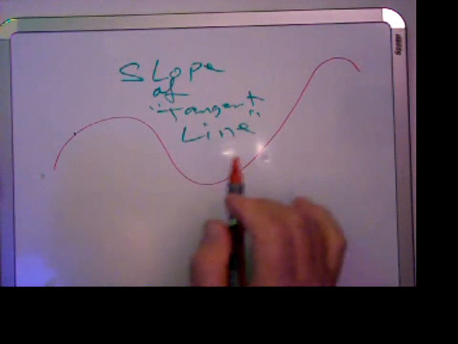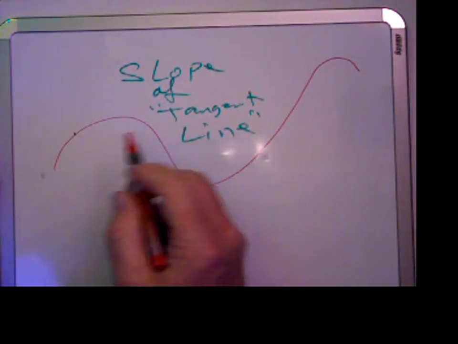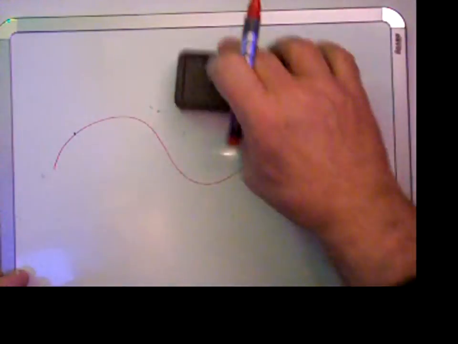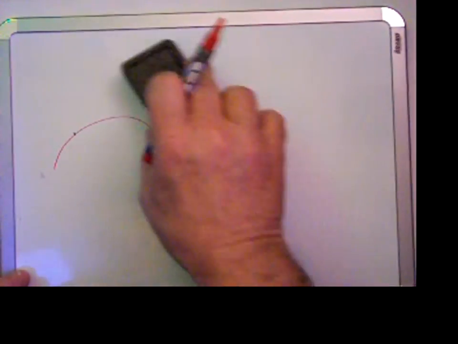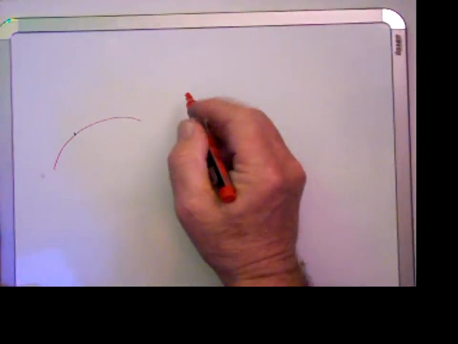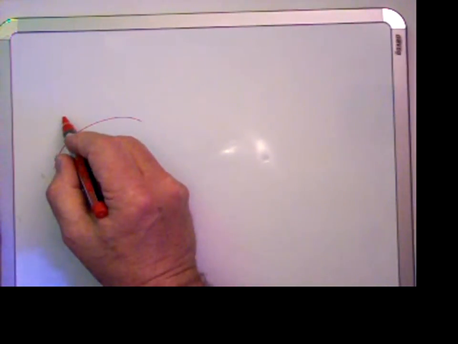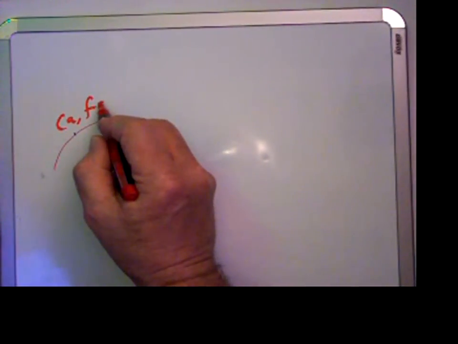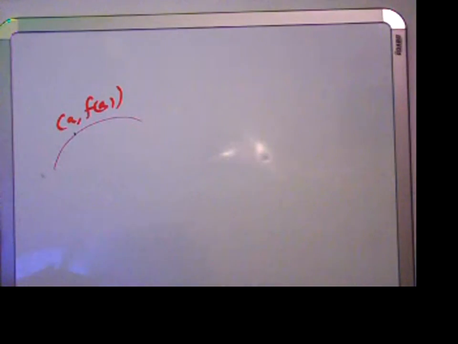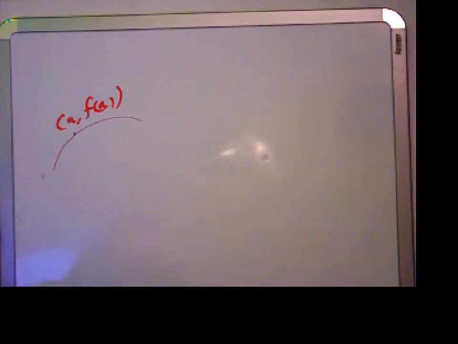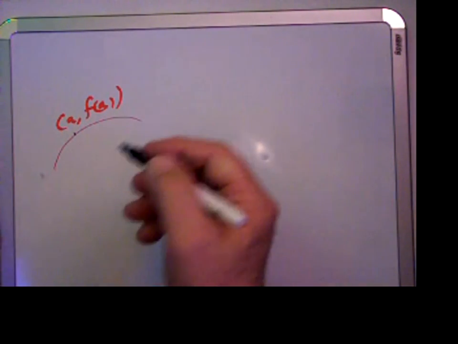Okay, so now let's take a point. Let's get rid of this function so I can write. And let's call this point a comma f of a. Very original, my function is called f. I could have called it g, or sigma, or Alfred.